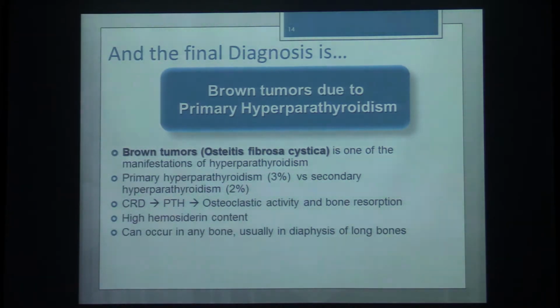It can occur in any bone really, but usually it's more likely to happen in the diaphysis of long bones. It's very vascular, and that's why it can be accompanied with edema, and it can be painful. The main clue here for this diagnosis, other than hypercalcemia, is that it may have a fluid level. In this case, this patient underwent surgery 2 months after the diagnosis, and the pathology result was parathyroid adenoma.